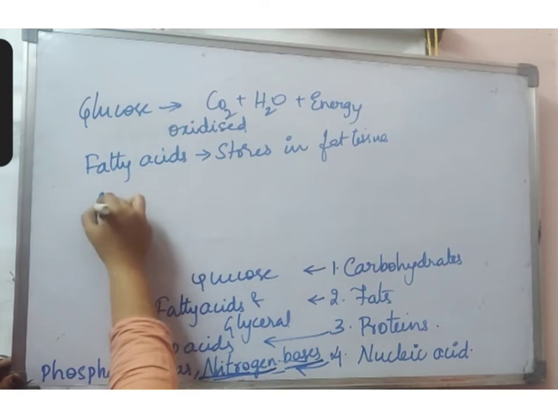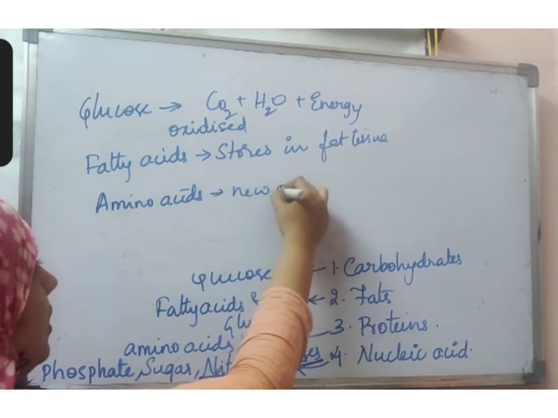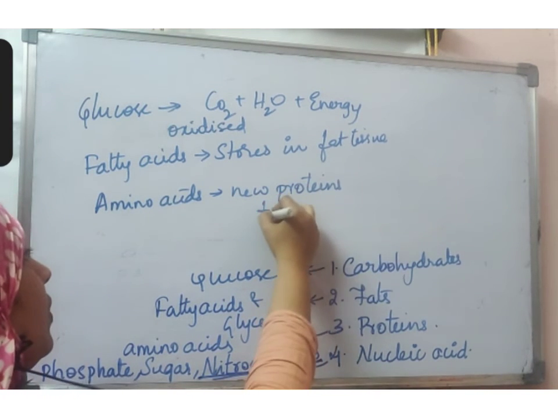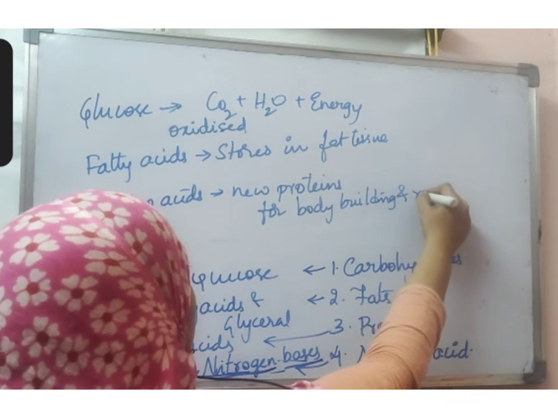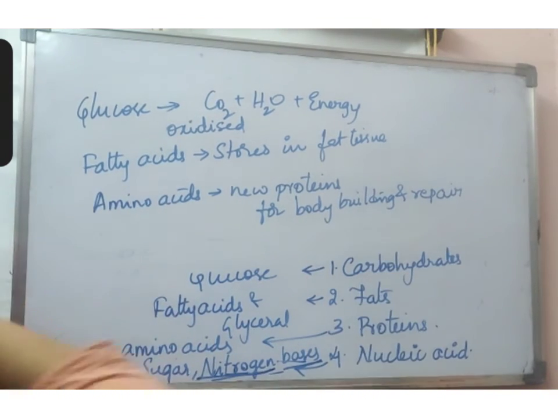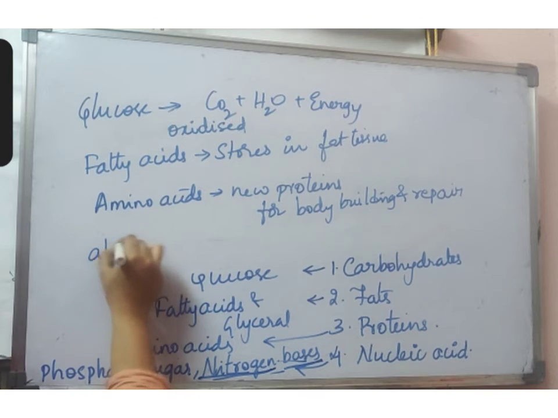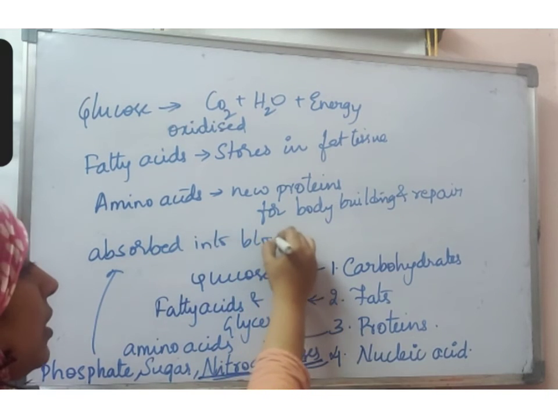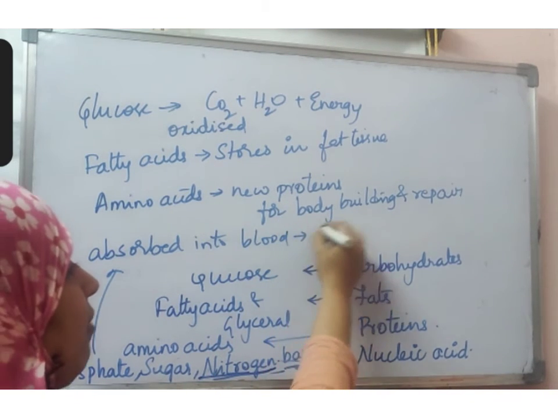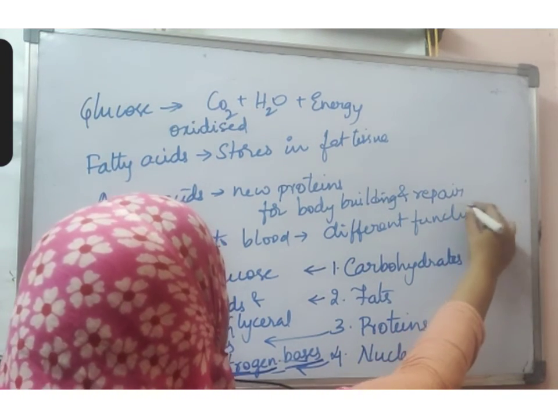What happens to these amino acids? Amino acids will produce new proteins for bodybuilding and repair of different parts of the body if there is any damage like that. Phosphate, sugar and nitrogen bases are absorbed into blood and they have different functions. So that is the fate of food.